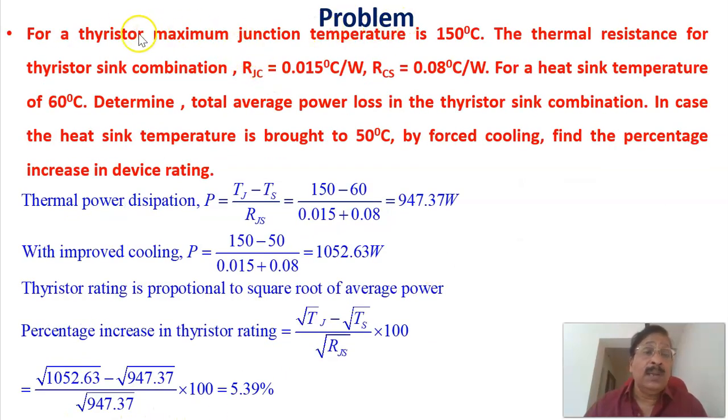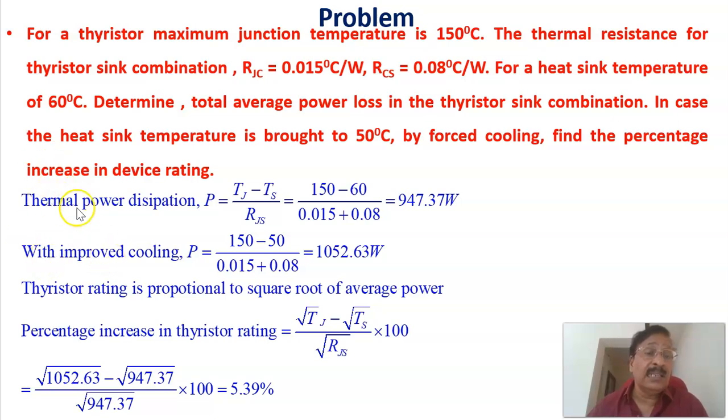Let us see another problem. For a thyristor, maximum junction temperature is 150 degree centigrade. The thermal resistance for the thyristor sink combination: RJC equal to 0.015 degree centigrade per watt, RCS equal to 0.08 degree centigrade per watt. For the heat sink temperature of 60 degree centigrade, determine the total average power loss in the thyristor sink combination. In case the heat sink temperature is brought to 50 degree centigrade by force cooling, find the percentage increase in the device rating. So that is the question.